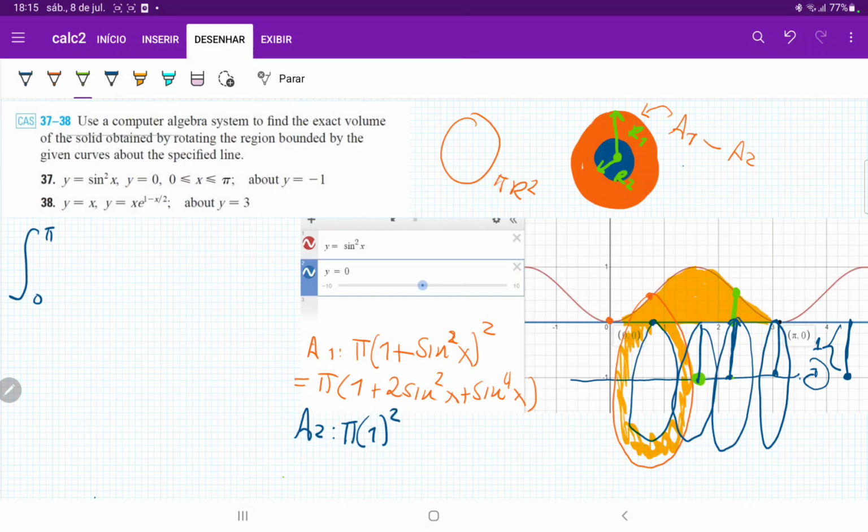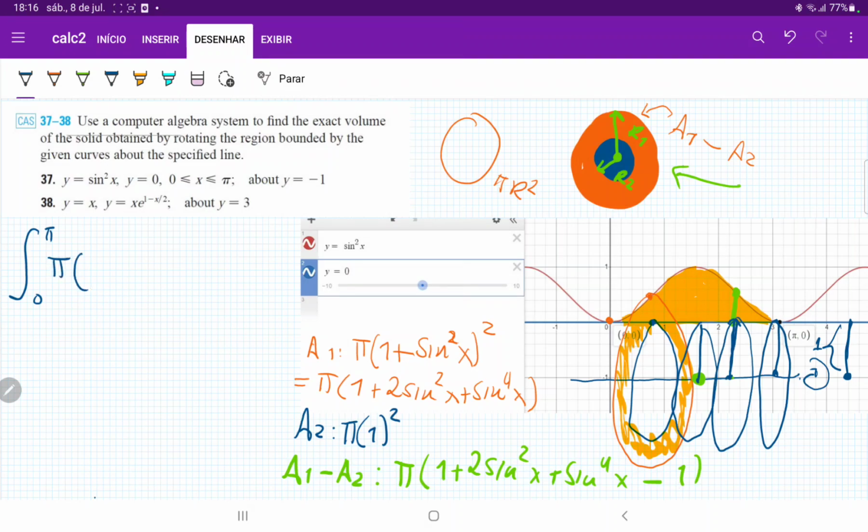So when we're doing A1 minus A2, which is going to give us that ring as we talked about, which is what we want, that is pi times (1 plus 2 sine squared x plus sine fourth of x) minus 1. So these are going to cancel out. Therefore, our integral is just going to be pi times, the 1s cancel out, so it's just 2 sine squared x plus sine to the fourth of x, dx.